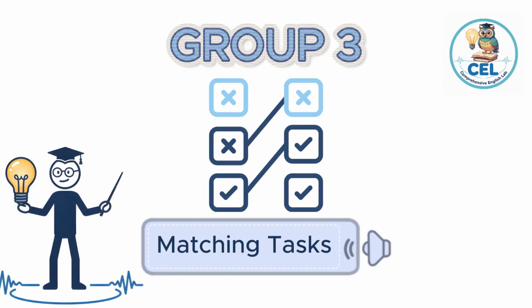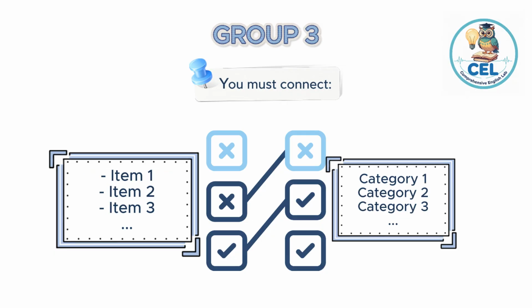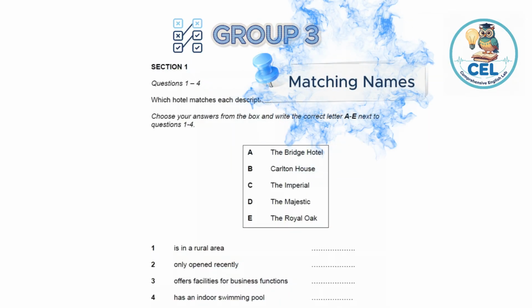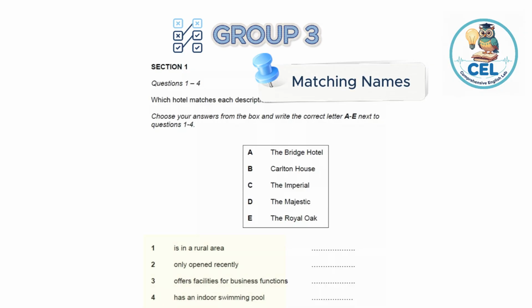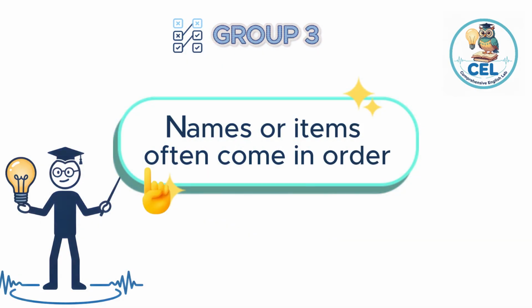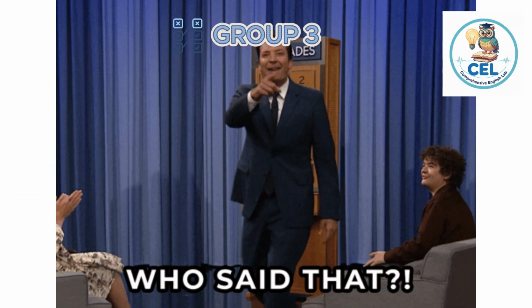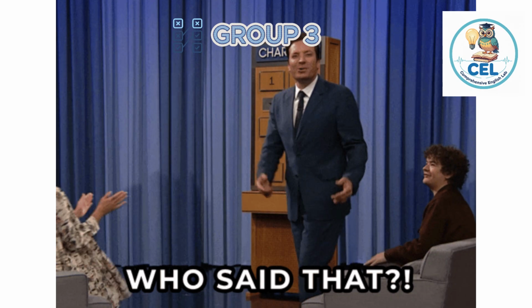Group 3. Matching tasks. Matching tasks ask you to connect things, like statements to people or items to categories. Matching names. You match a list of statements to a list of possible answers in a box, e.g., people, theories, dates. Tip: names or items often come in order. Listen for them first. This tests relationships and who says what.